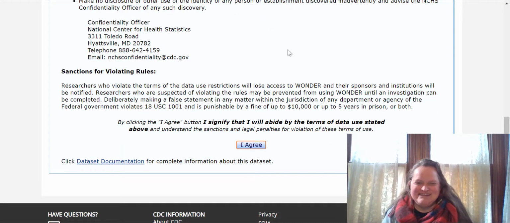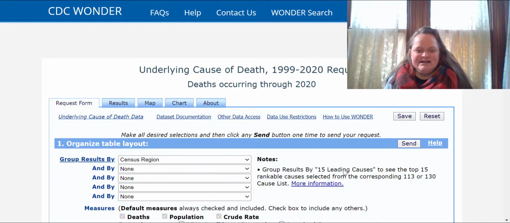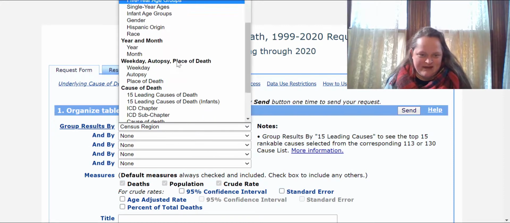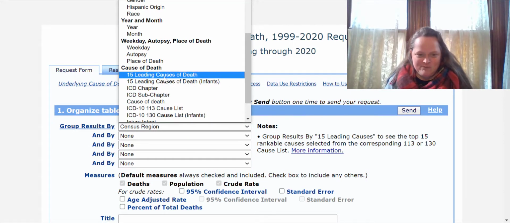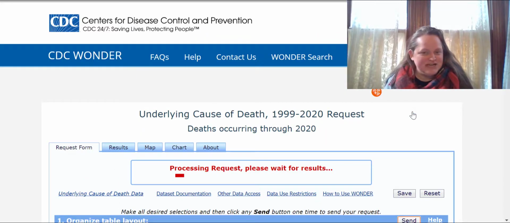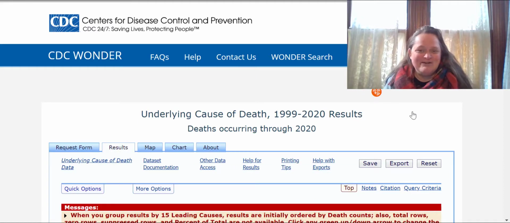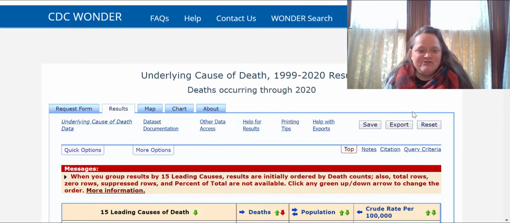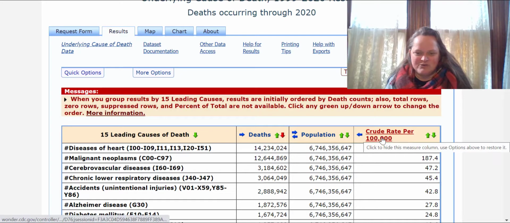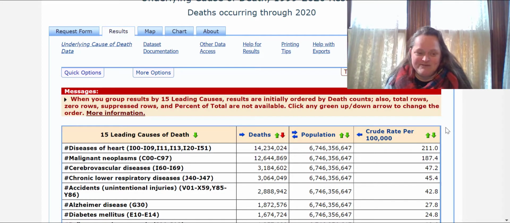So let's get to the query and note group results by 15 leading causes, and I'm just going to start with that. Okay, there's two different ones, and I'm just going to start with 15 leading causes and send without changing anything to the default settings and then explain what happens. Okay, so when you group results by 15 leading causes, results are initially ordered by death counts, total rows, all these other things are not available. And then I can change the ordering if I want to, which I'm not going to. It only gives you the top 15.